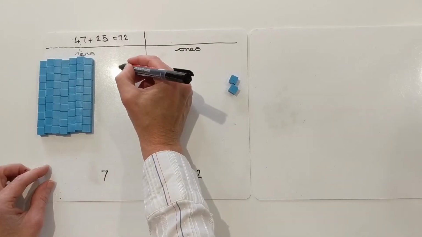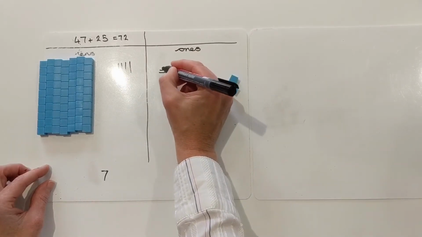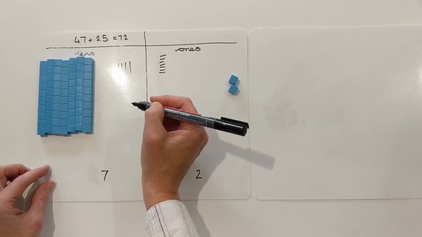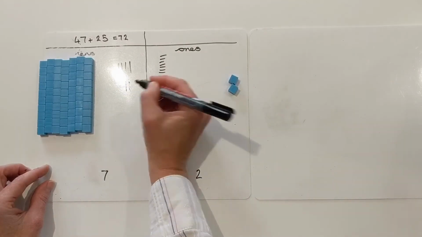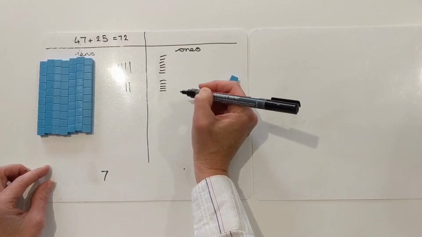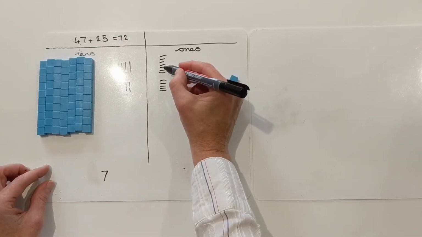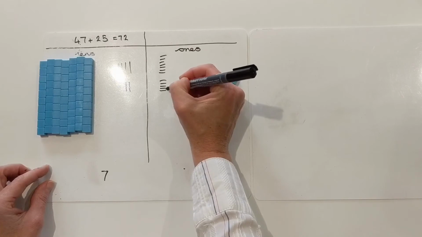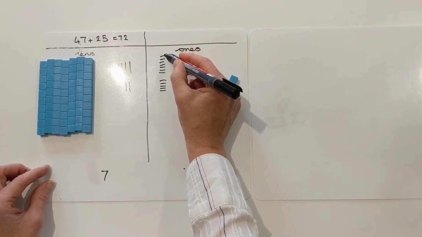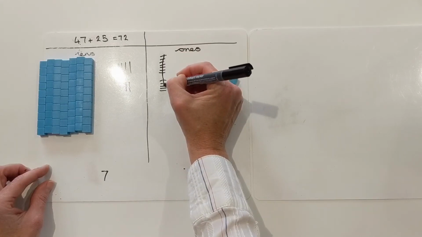So 47, I have 4 tens and 7 ones. 1, 2, 3, 4, 5, 6, 7. My number's 47. For 25, I have 2 tens and 5 ones. 1, 2, 3, 4, 5. My number's 25. Now, if we look at our ones column, we've got 1, 2, 3, 4, 5, 6, 7, 8, 9, 10, 11, 12. We can regroup. And we do that in drawing by drawing a line through them.